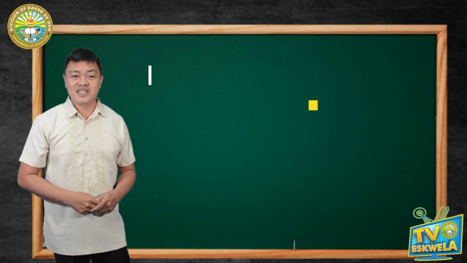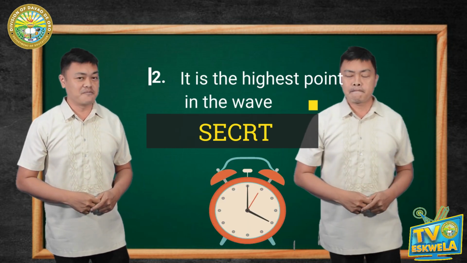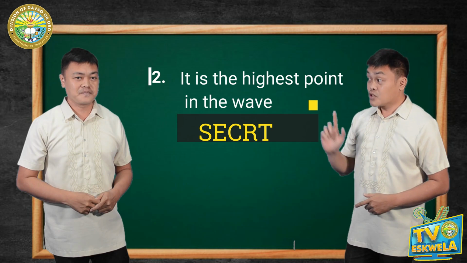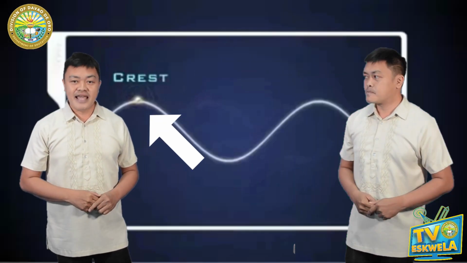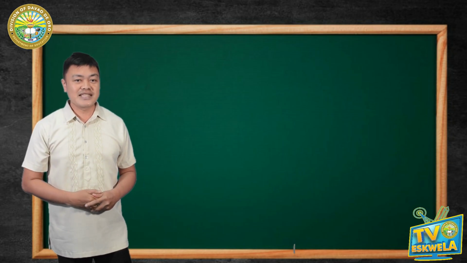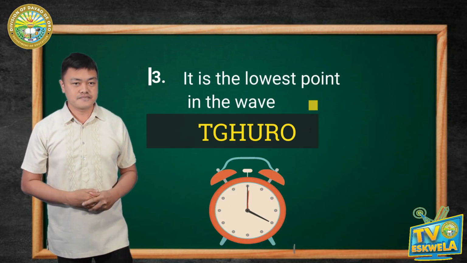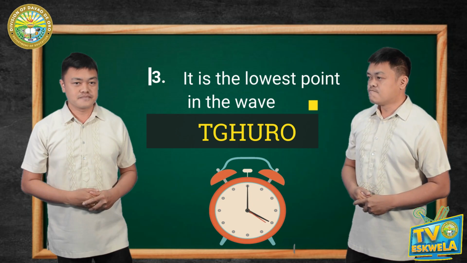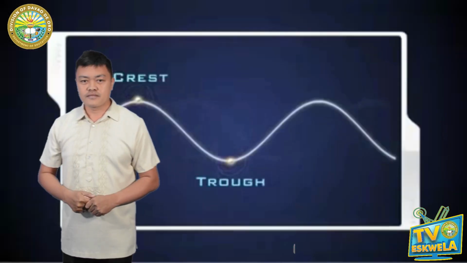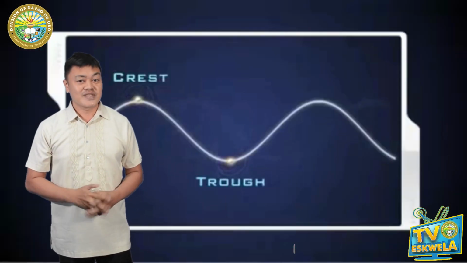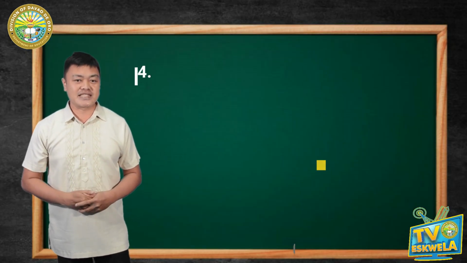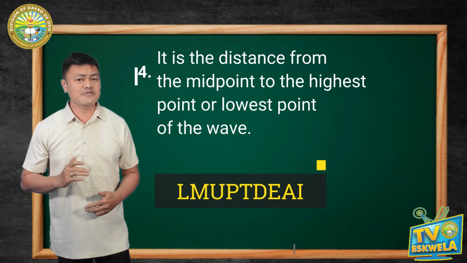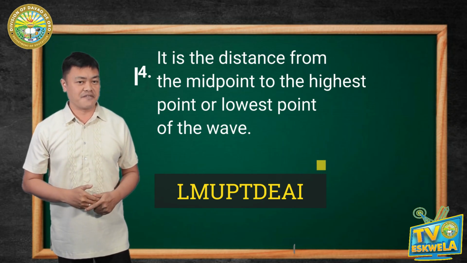Next question. It is the highest point in the wave. Crest. Very good. Correct. Next, number 3. It is the lowest point in the wave. Trough. Nice. Correct. Here is number 4. It is the distance from the midpoint to the highest point or the lowest point of the wave.